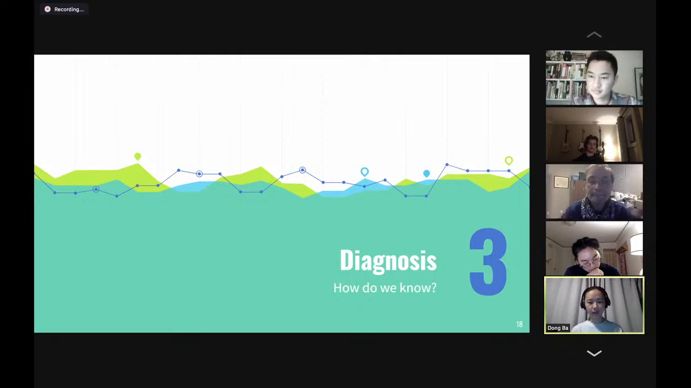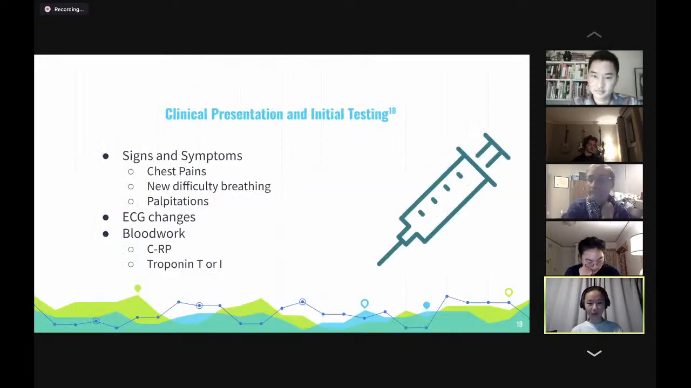All right, so now that we've looked at the ways that myocarditis can be caused, we can take a look at how your doctor might diagnose myocarditis. Diagnosis starts first with suspicion of myocarditis, and some reasons why you might be suspicious of myocarditis or any other heart disease are signs and symptoms, including chest pain, difficulty breathing, or palpitations. Your doctor might also notice abnormal changes on your ECG, as we've looked at before, or you and your doctor might notice elevated levels of certain biomarkers in the blood, such as C-reactive protein or troponin T or troponin I.